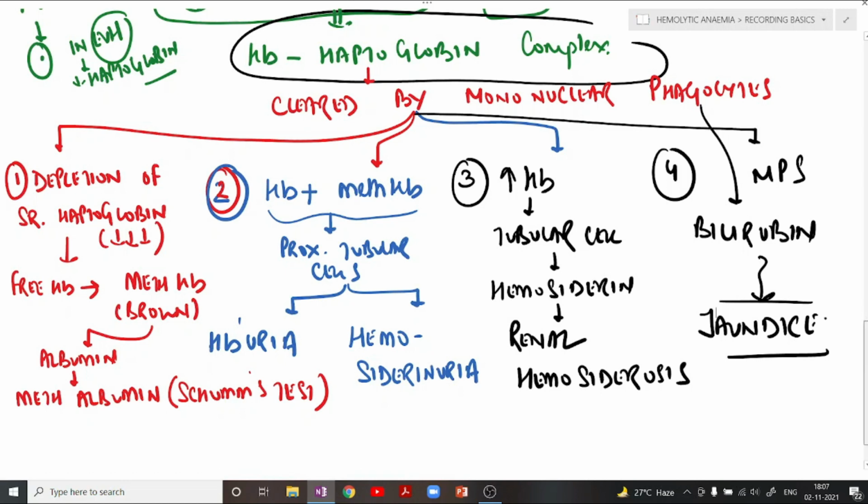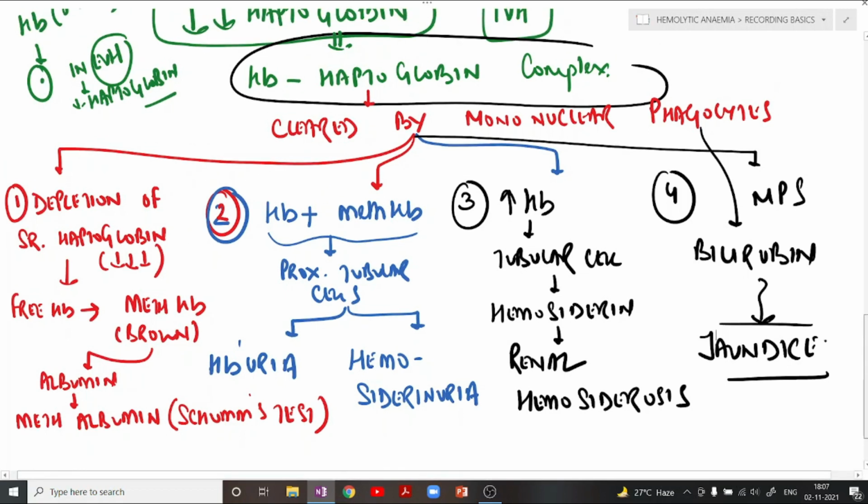The free hemoglobin can also give rise to methemoglobin, ultimately forming methalbumin, which is detected by Schumm's test. And as I told you, some amount of hemoglobin will go into the kidney and directly pass unchanged as hemoglobinuria, and some amount of hemoglobin is going to be absorbed by the proximal tubular cells, and after they have lived their lifespan, these cells will be shed off, giving rise to hemosideruria. Now excessive absorption and conversion into hemosiderin can give rise to renal hemosiderosis, and ultimately this hemoglobin can be broken into bilirubin and can give rise to jaundice. Okay, so these were the classical features of intravascular hemolysis.